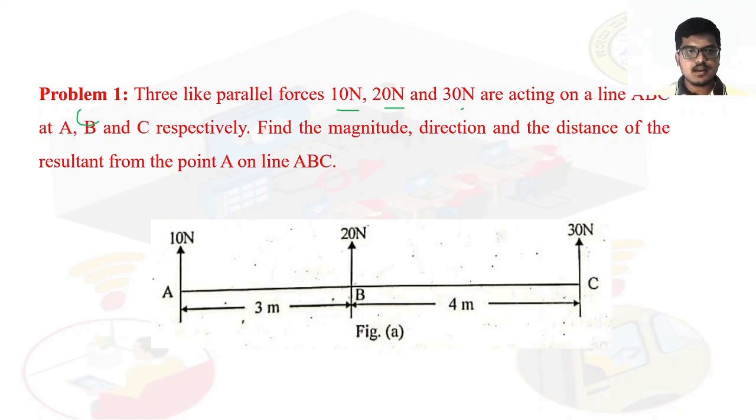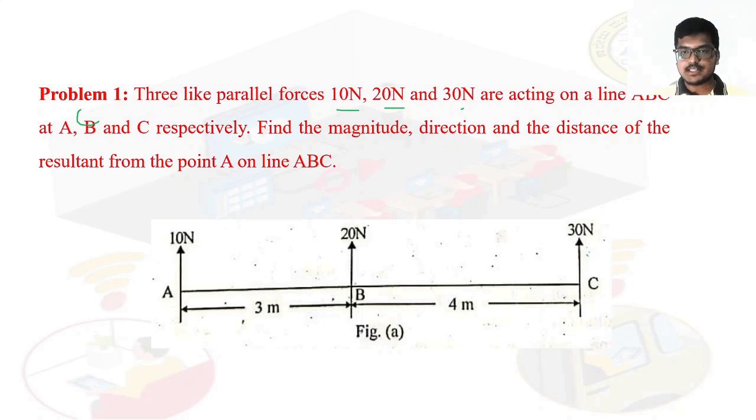Three like parallel forces, that is, they are parallel to each other. 10 Newton, 20 Newton, 30 Newton are acting on a line ABC at A, B, C respectively. Find the magnitude, direction and distance of the resultant from point A on line ABC.